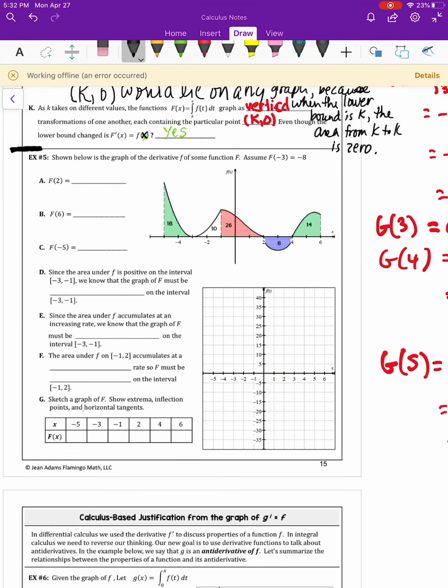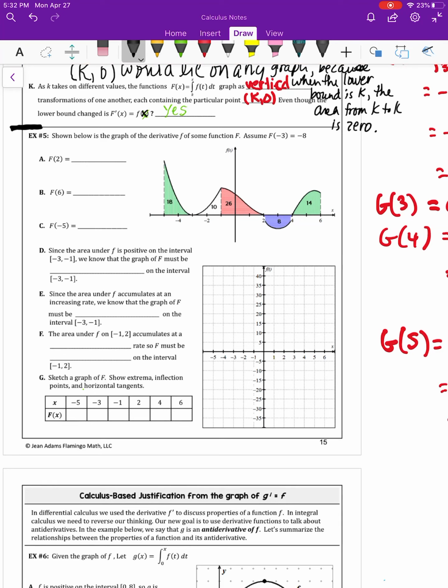Unit 6, Lesson 3 continued. Example number 5. Shown below is the graph of the derivative f of some function, capital F. Assume that capital F of negative 3 is negative 8. When they give you something like that, you need to assume that at negative 3 you are starting out with a y value of negative 8, right?